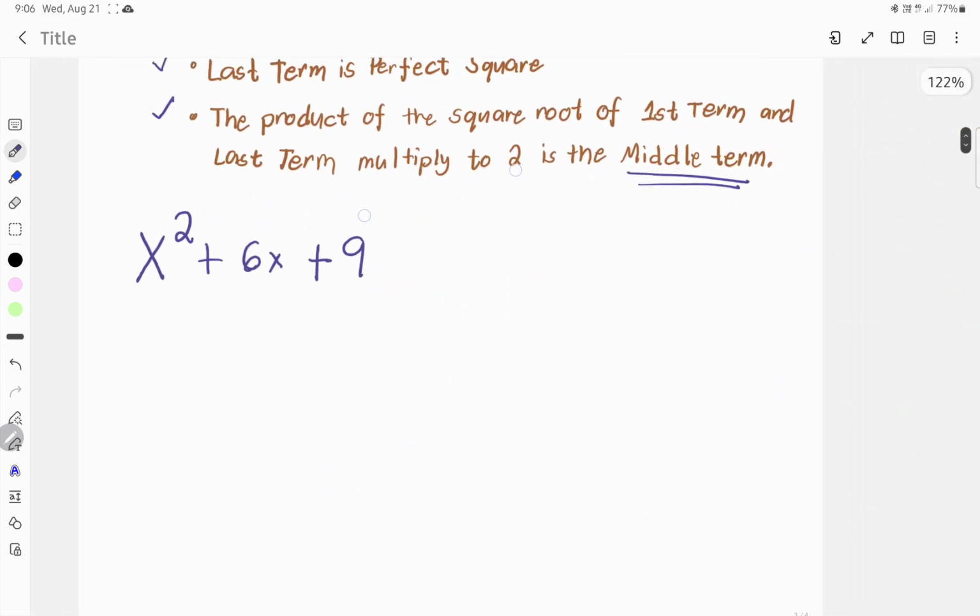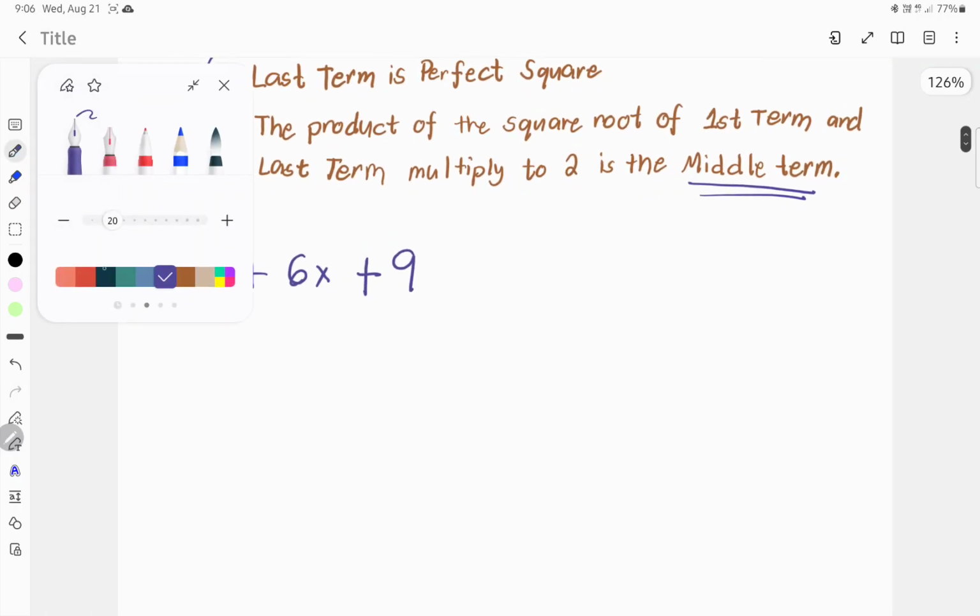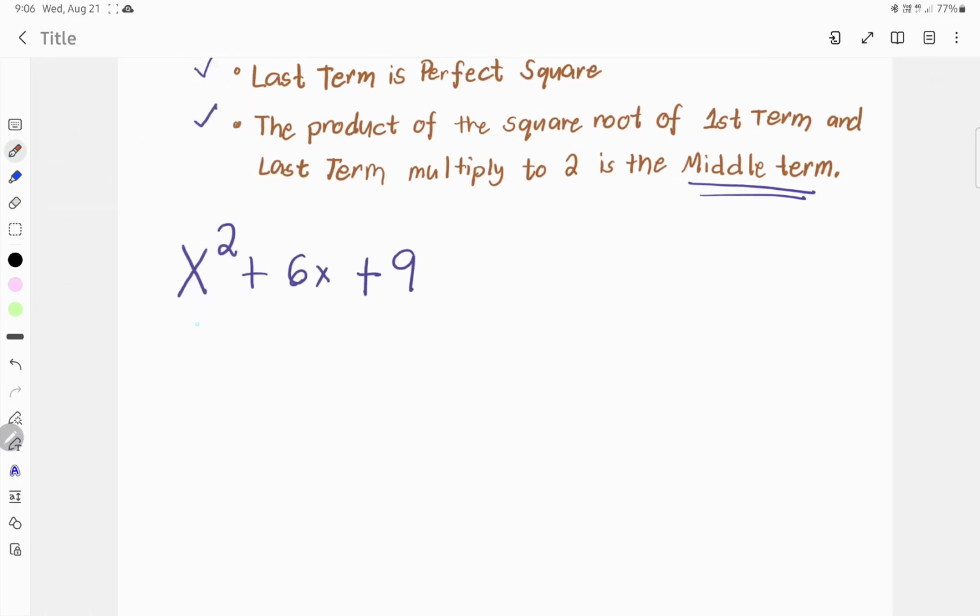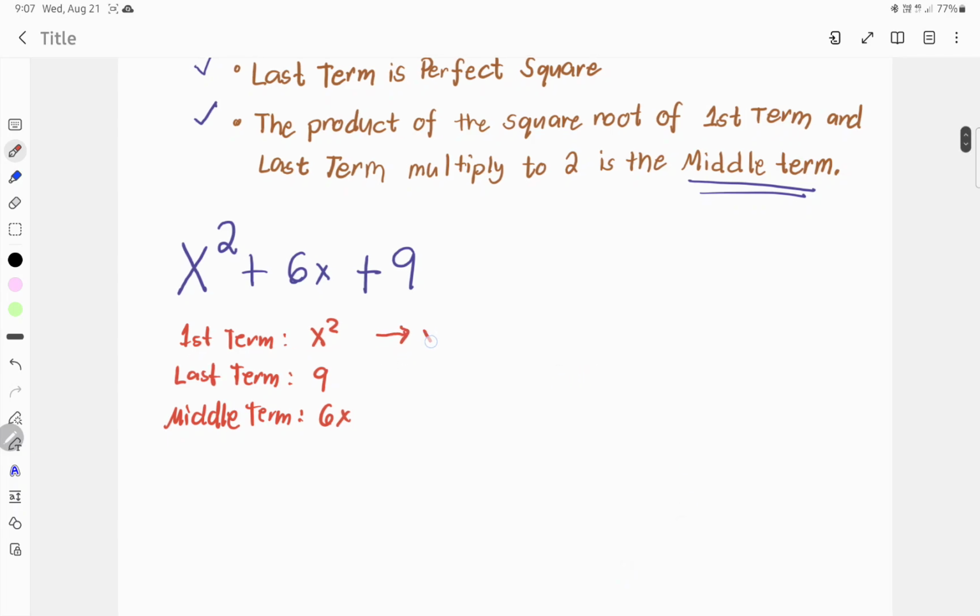Now, let's look at an example. So, when we have that, let me just change color of pen. So, we need to identify our first term. So, our first term is x squared. Our last term, so we're working on the process. So, last term is 9. And then the middle term is 6x. Now, checking on this one. So, first thing is that you get the square root of x squared. Square root of x squared, technically, so it's x.